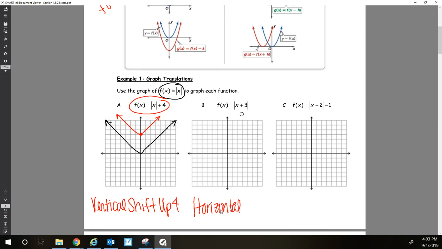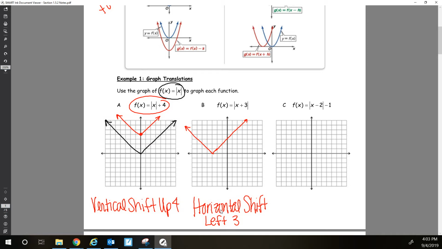It says to go to the right 3, but it's ornery, so it's going to go to the left 3. So horizontal shift, left 3, which means instead of being centered here, I'm going to go 1, 2, 3 to the left. There's the center of my V. And there is my transformed absolute value.